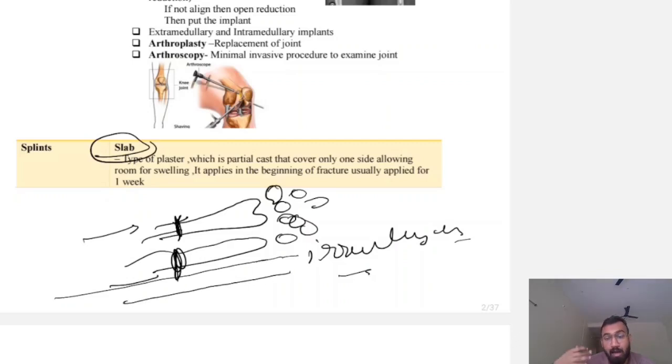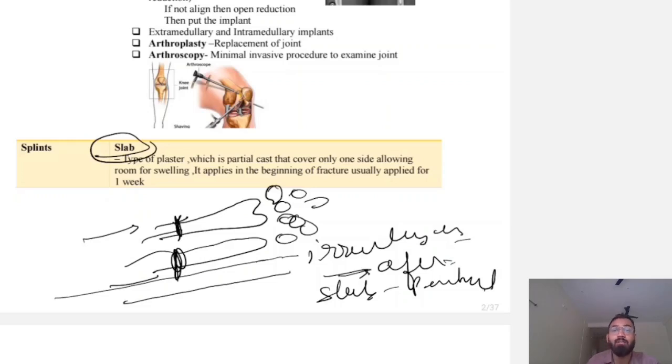You will not apply the cast to the entire forearm because after a fracture there is swelling, and swelling may cause compartment syndrome. So you will not apply a cast, you will apply a slab, so you give room for the swelling to progress. That's why slab is a partial cast. You will apply a slab for temporary stabilization of the fracture because you have to operate on this fracture, you have to put a plate on it. But the patient is in severe pain.